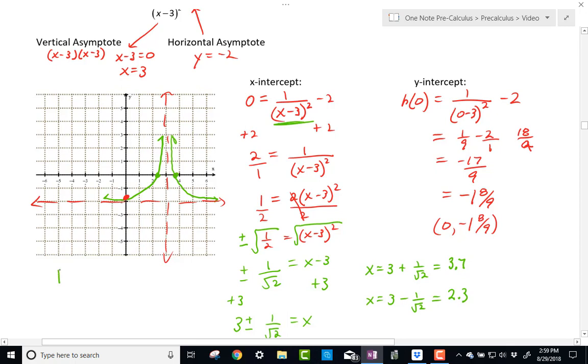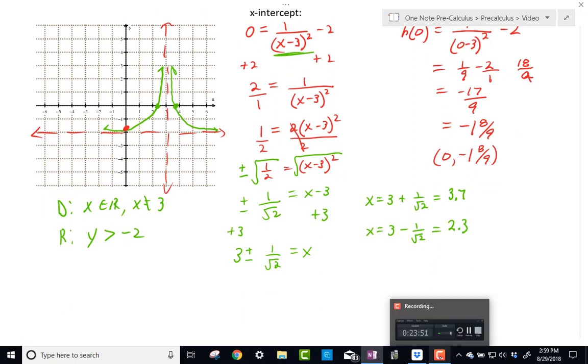All right? Domain really quick here. Domain, x in the set of reals. X cannot equal the vertical asymptote at 3. Range, y in the set of reals. Y cannot equal, oh no, excuse me, my graph is above the horizontal asymptote. I need to slow down here. My y values are all above -2, so my range would be y greater than -2. Or you could say (-2, infinity) with parentheses, and you're done. All right? Okay, we'll do a lot more of these.